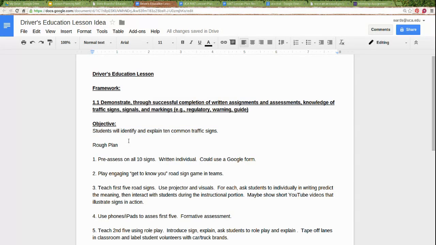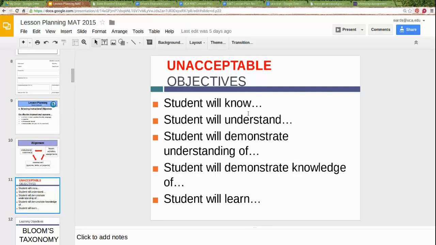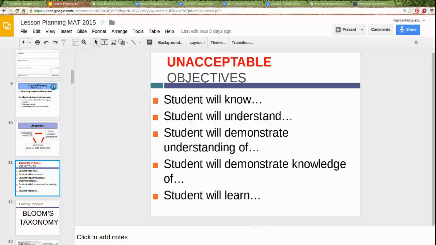Those are measurable. I can imagine what I would ask kids to do. I can kind of tell you what that assessment would look like. They would see a sign and they'd have to tell what it's called, and then have to explain it in their own words. So I'm not using any of these pieces that we want you to avoid, like know and understand or demonstrate knowledge of or learn. So watch out for your tendency maybe to use these.